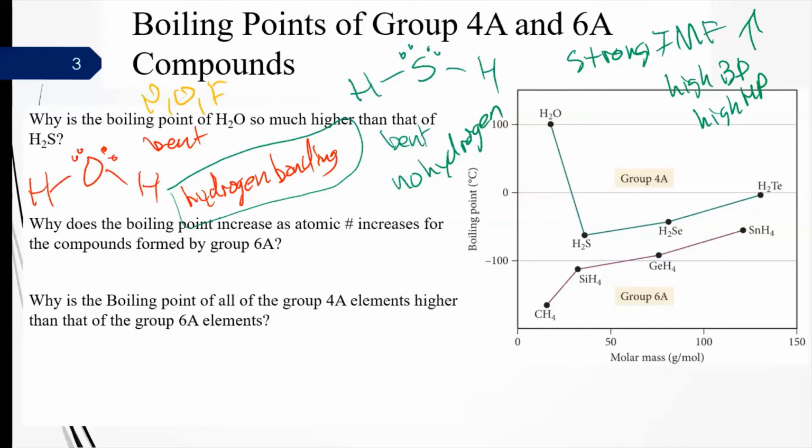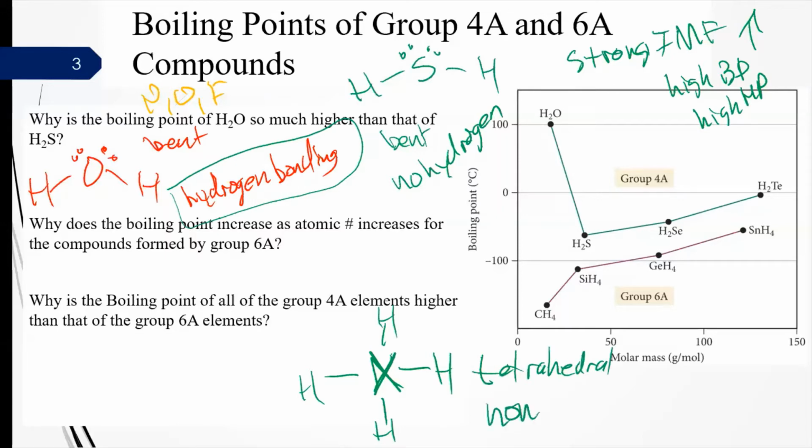So now let's look at group 6A. Group 6A, we're looking at our carbon compared to our silicon, germanium, and tin. And all of those have this basic Lewis structure. We have the element in the middle connected to 4 hydrogens. They're all tetrahedral. And because those hydrogens are evenly spread out, we really are going to be nonpolar molecules.